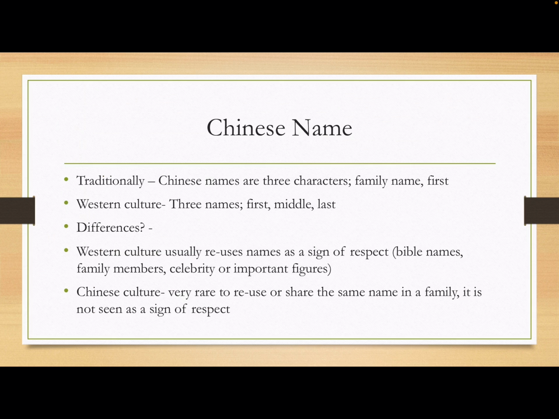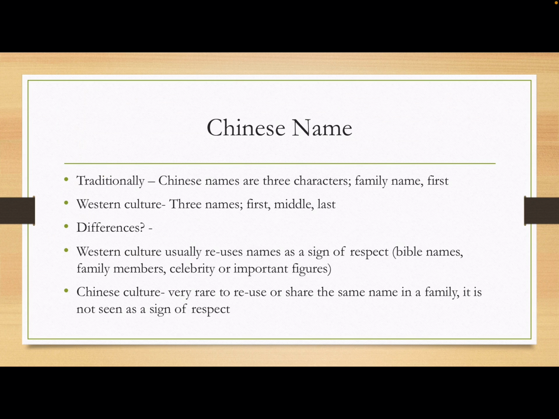So I chose to focus on the Chinese name and the differences and similarities between Western culture and traditional Chinese culture between names and family names. Traditionally, Chinese names are three characters. It's the family name and then the first name, and most of the time the first name is two characters out of the three. Sometimes there's four, but most likely it's three characters, and the family name is usually one character, and like I said, the first name is usually two of the three characters.